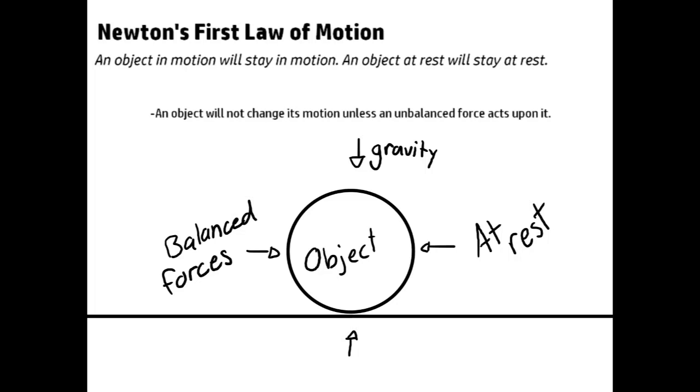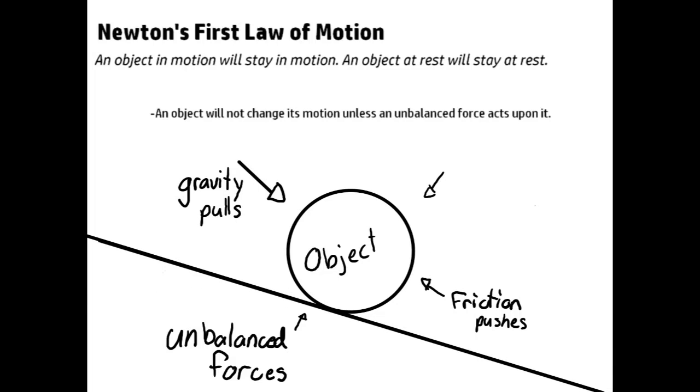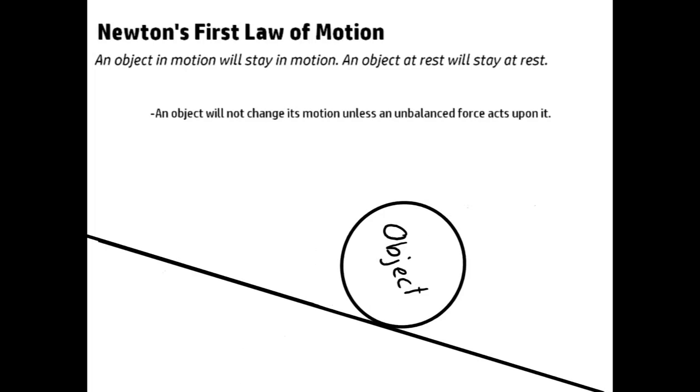All the forces acting upon this object are balanced, so the object will stay at rest. It will not move until unbalanced forces act upon it. The object is now placed on a ramp. Now, gravity is acting upon the object, pulling it downhill. Friction pushes the object uphill, slowing the object slightly.